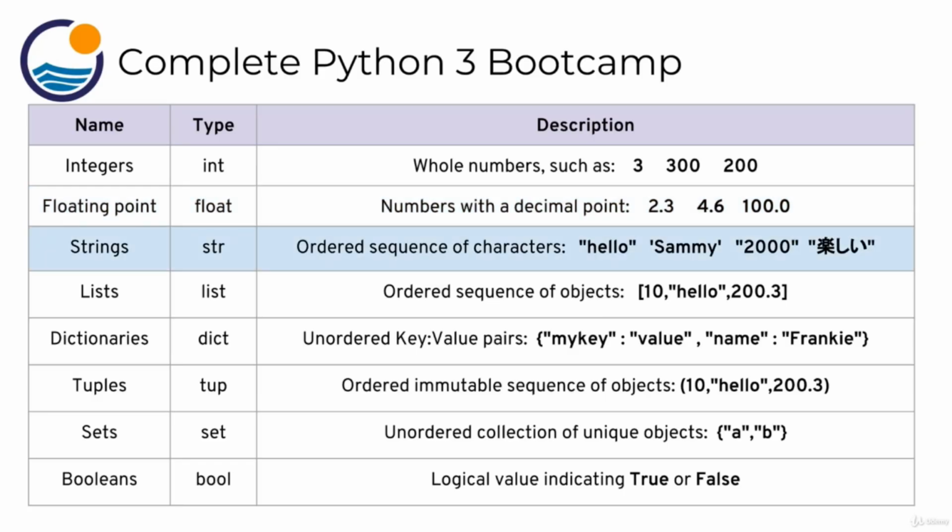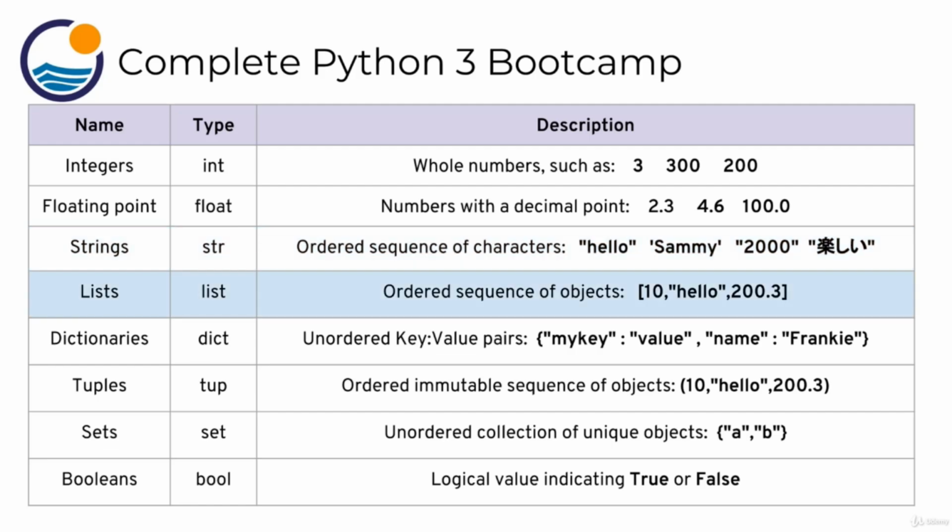Then after that, we have strings, and strings are an ordered sequence of characters. You can think of these as just words, but you should also note they can be numbers as well as foreign characters inside of a string. The main thing that denotes a string is that it has either double quotes or single quotes. Here we can see we have hello in double quotes, Sammy in single quotes. We have the digits of 2000 inside double quotes. That makes it a string. It's no longer just an integer because it has double quotes around it. And you can also see we have some Japanese characters inside double quotes.